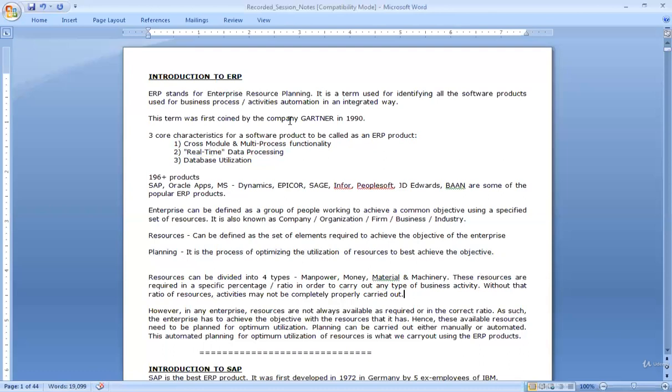However, in the real world, in any type of enterprise, resources are not always available as required, right? So when the resources are not there in the proper ratio, how best to achieve that objective is what planning is all about. How do we achieve that objective by utilizing the available resources to the optimum extent is what planning is all about. Now, this planning can be carried out either manually or automated. The automated planning for optimum utilization of resources is what we carry out using the ERP products. Okay, so this is what the introduction to ERP is all about.